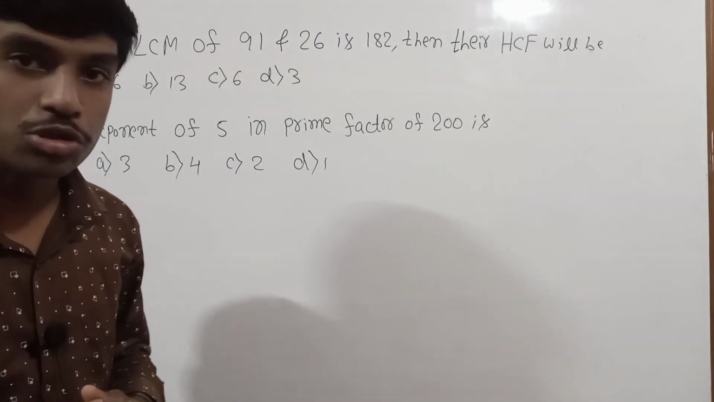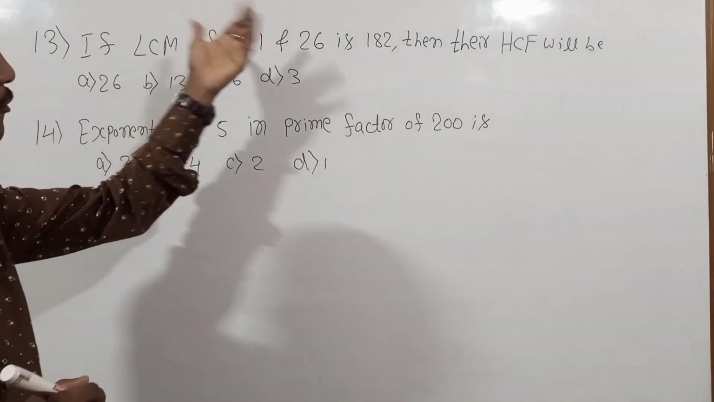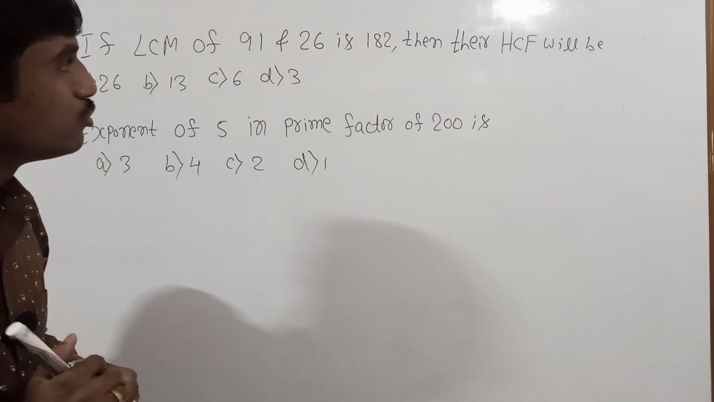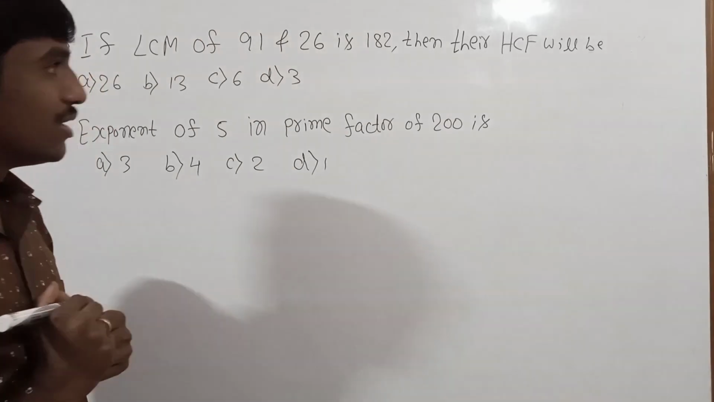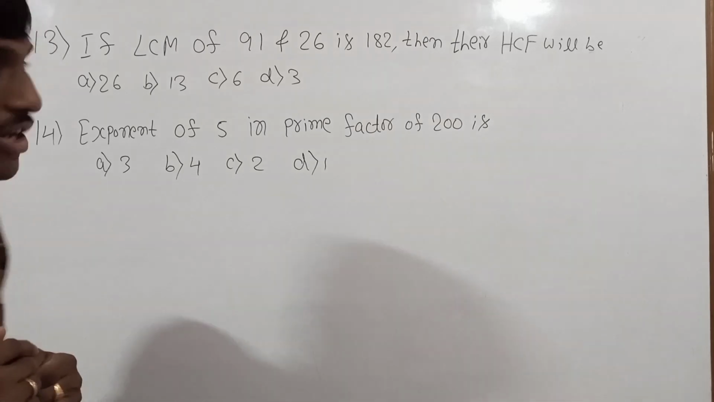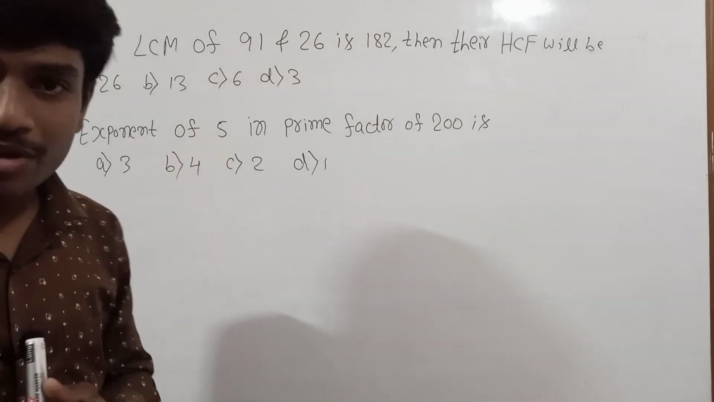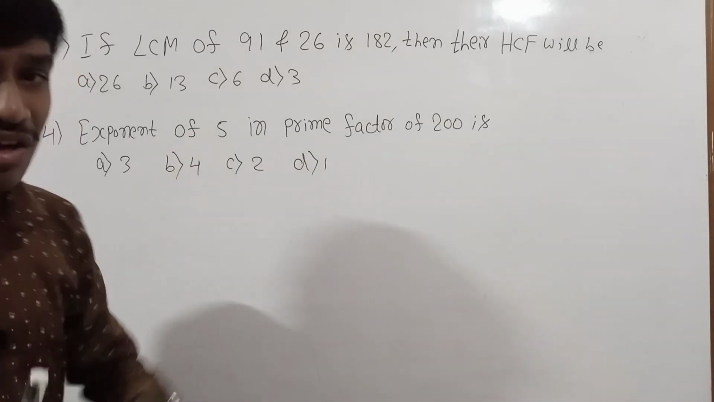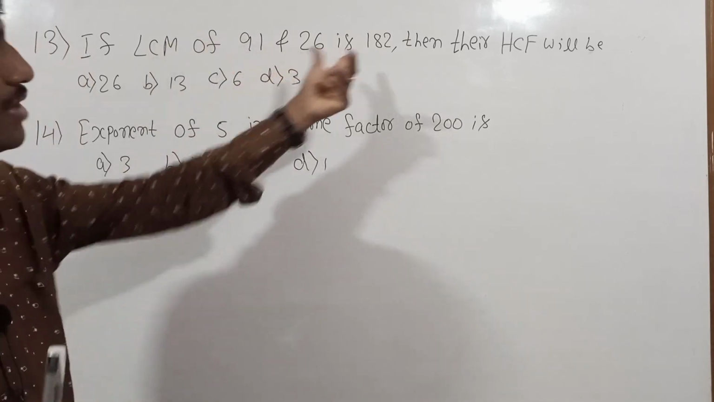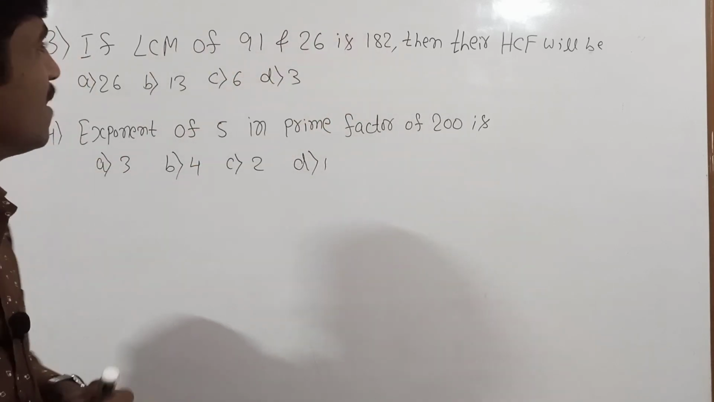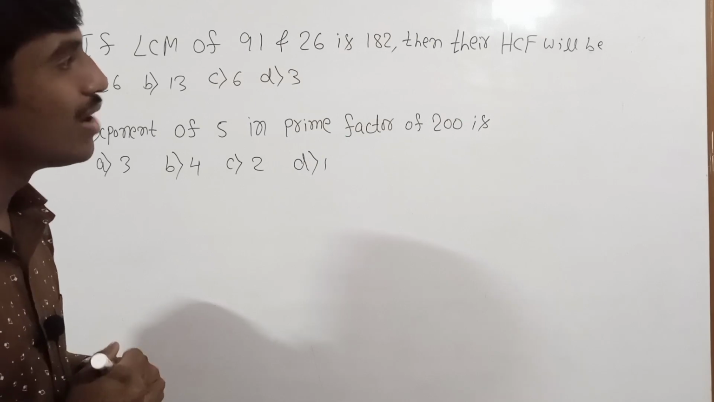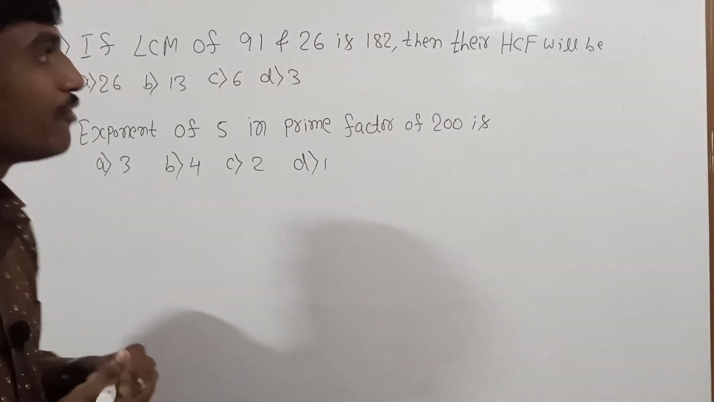Now we will solve the next two questions. Here, if the LCM of 91 and 26 is 182, then their HCF will be what? That's what we need to find. Now we have solved a similar kind of problem before also, but here they have asked for the HCF. So the LCM they have given, that is 182, of these two numbers, 91 and 26. Then what will be their HCF? That's what we need to find.